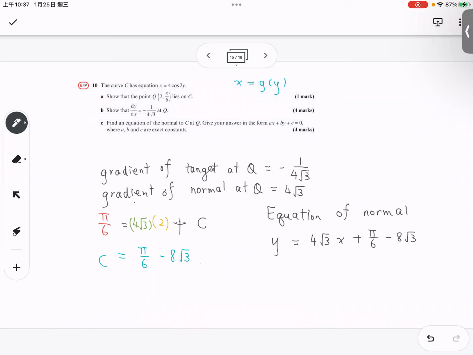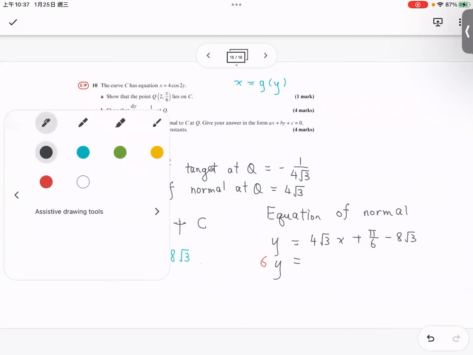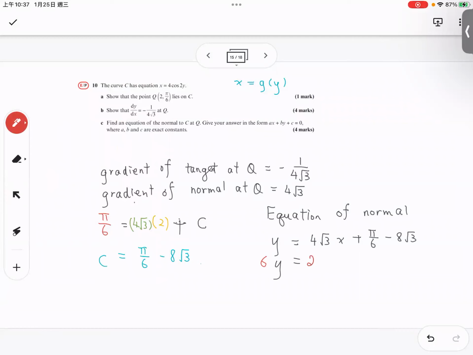First of all, I will times the 6 for the whole equation. That means I will have 6y equals to 6 times 4 square root 3, that is 24 root 3x, plus pi, because times 6 so that we do not have 6 again, and minus 8 times 6 is 40x square root 3. And then we can reform it.